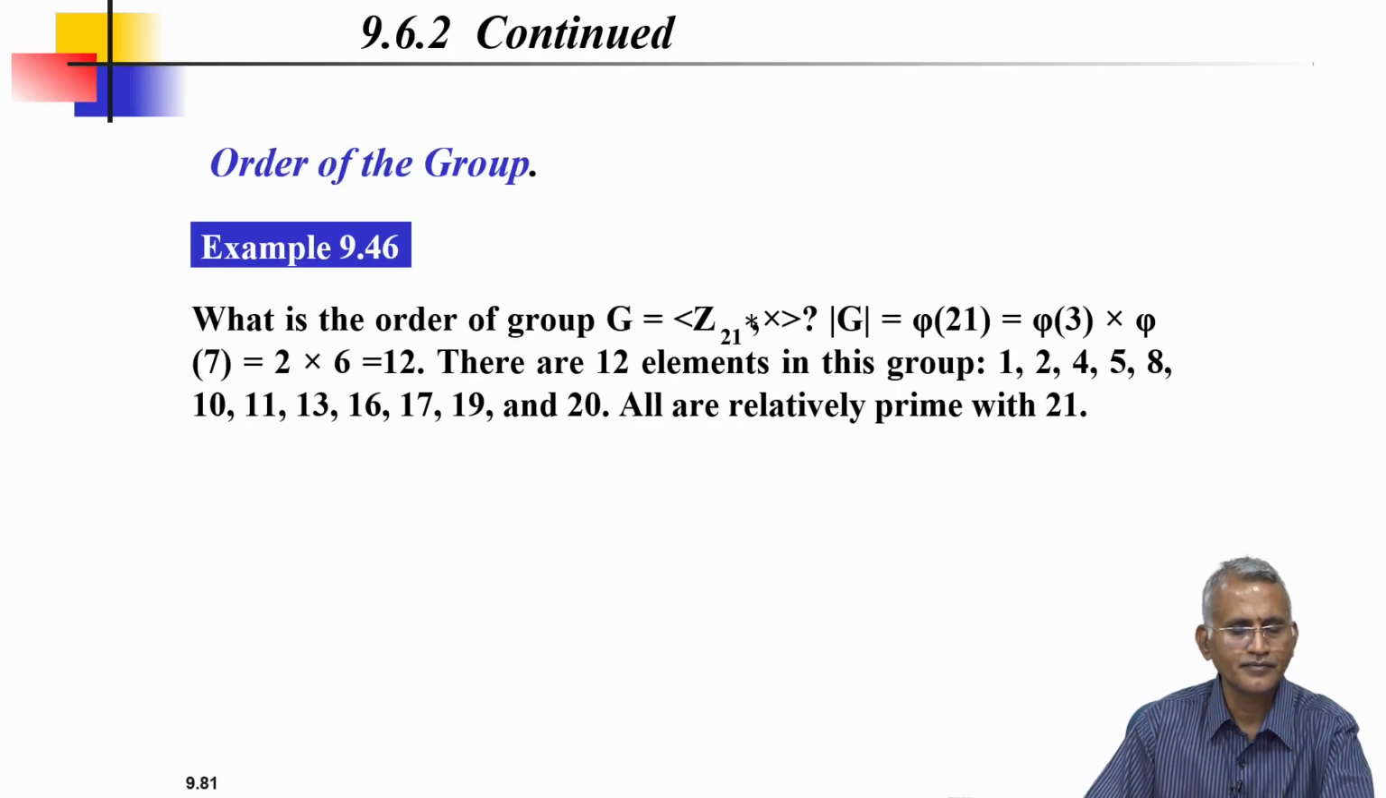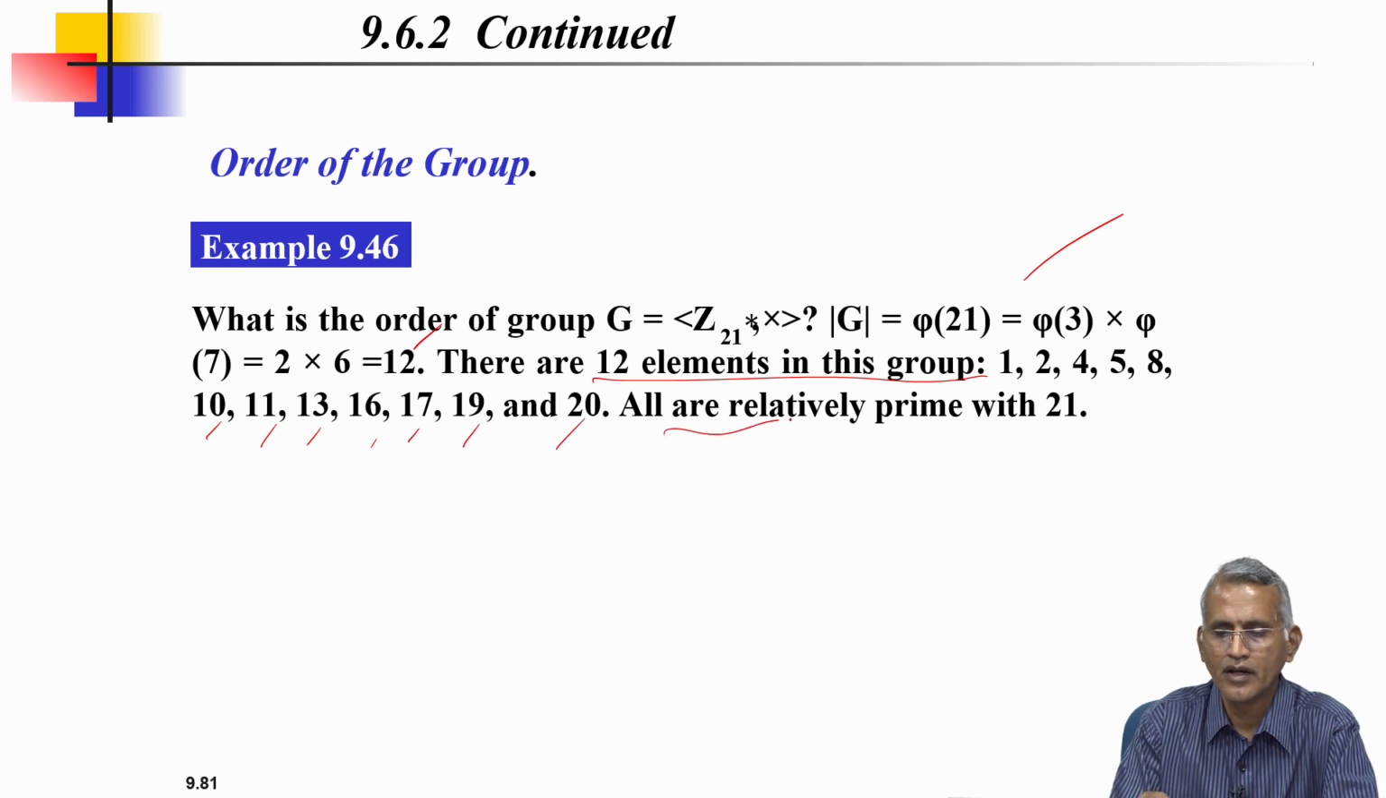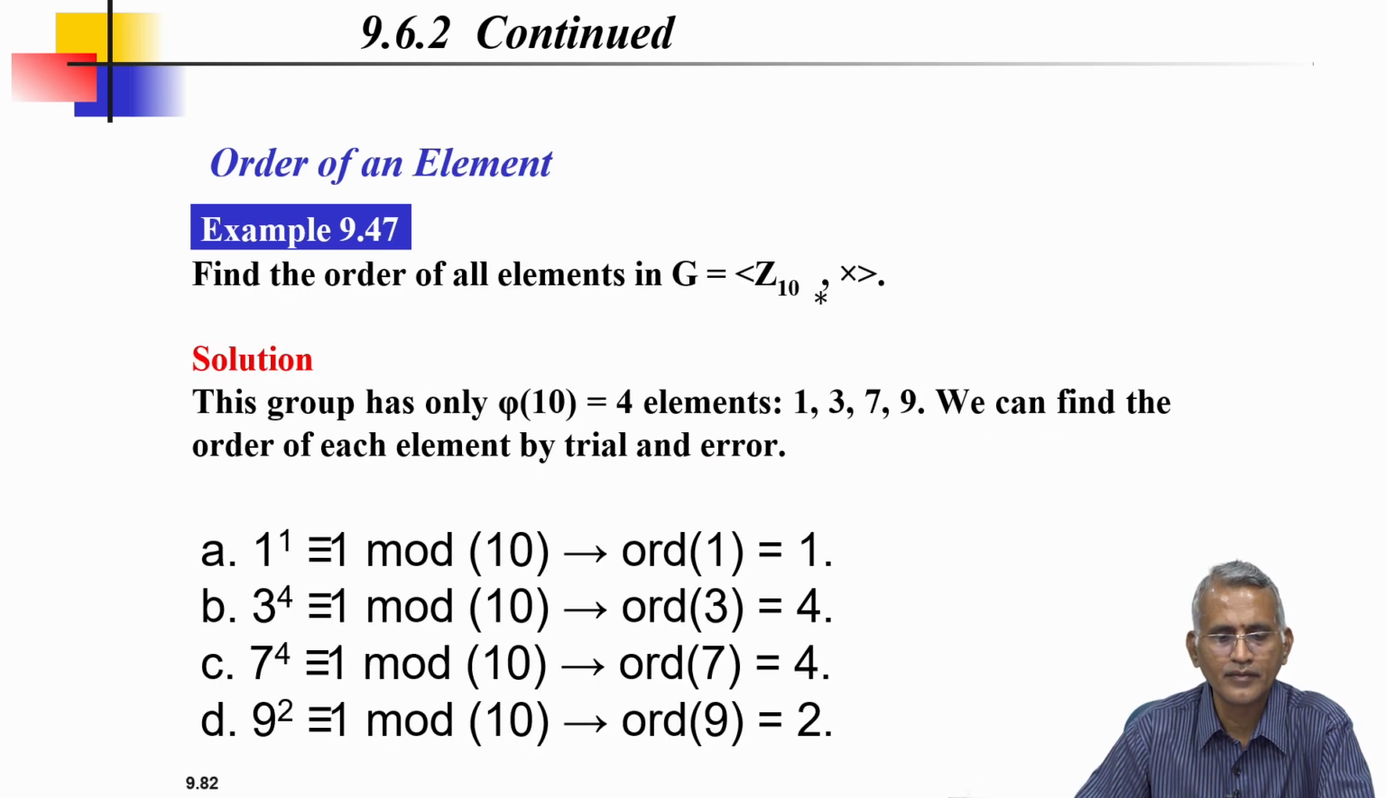Next we have the order of the group. What is the order of the group? Take the integers modulo 21, or phi of 21. In terms of the multiplicative function, phi of 21 is phi of 3 into phi of 7, which is equal to 2 into 6 equal to 12. There are 12 elements in this group. Therefore: 1, 2, 4, 5, 8, 10, 11, 13, 16, 17, 19 and 20. They are relatively prime with 21.